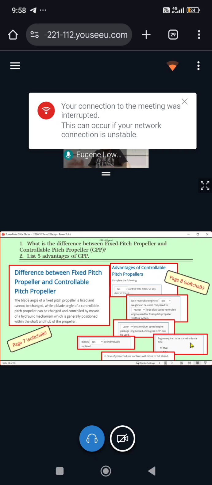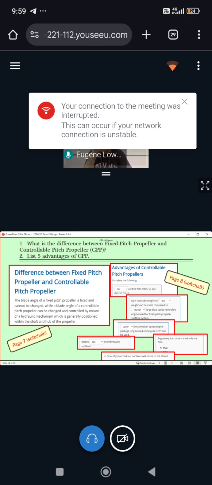For CPP, because it uses the angle of the blade for moving the ship, it gives thrust in either direction, right? But if the blade angles are at 0 or middle position, there's no thrust in either direction, so the ship is not going anywhere even with the propeller turning. So the engine you don't need to reverse, right? You don't have to keep stopping the engine to reverse the rotation of the propeller, because with CPP you don't need to reverse the rotation of the propeller, right?